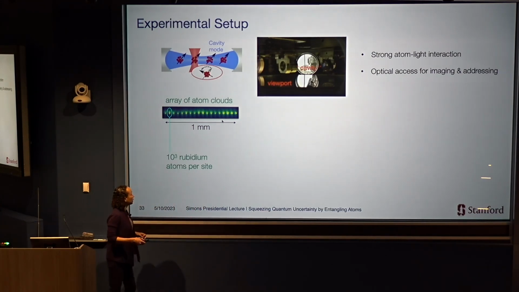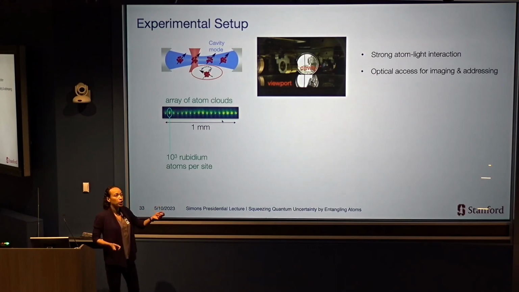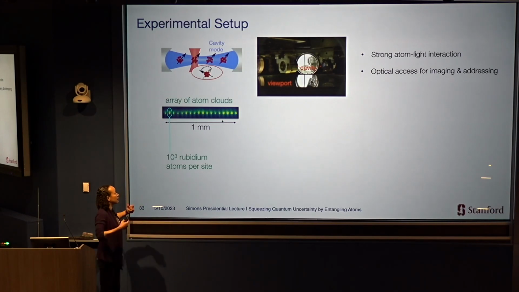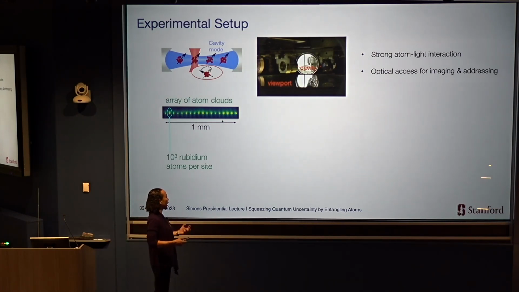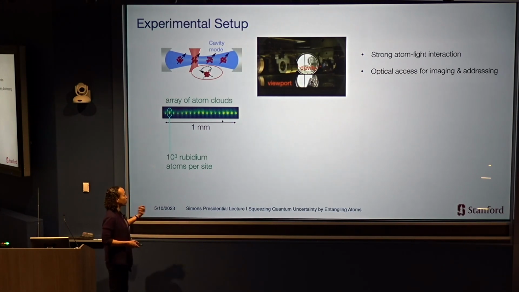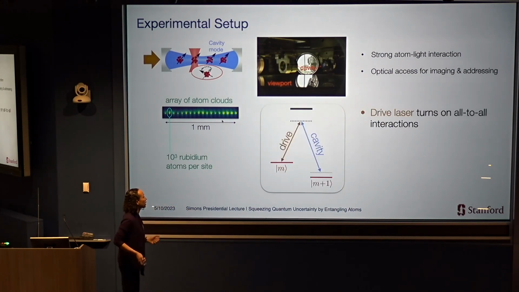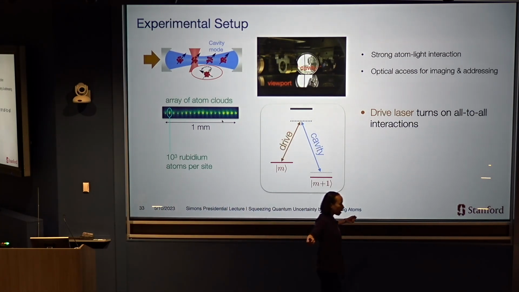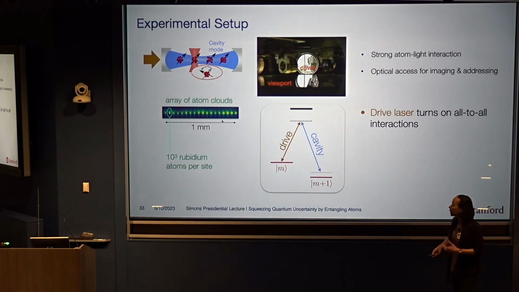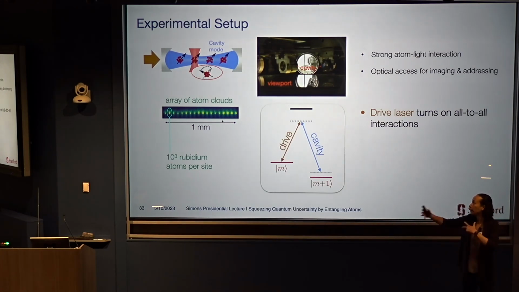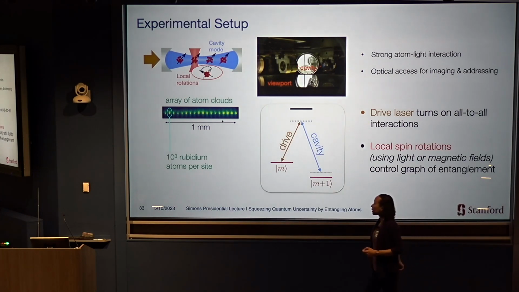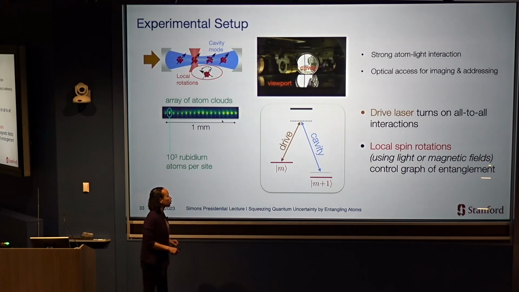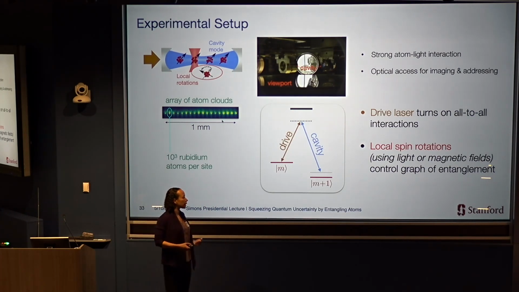Earlier I showed pictures of individual atoms. One could potentially also do that in the future, but right now we actually benefit from having some collective enhancement of the strength of the atoms interacting with the light field by having many atoms per site, and that's also advantageous for precision measurement applications. And what we can do is essentially have any atom talk to any other by sending light into the system, right? So by sending light into the system, I can have this all-to-all connectivity, where any atom can talk to any other. But we also have the ability to locally manipulate the spins, either by magnetic fields or by optical fields, to locally control each site of this array.